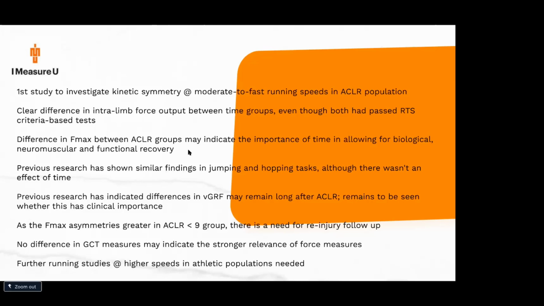I should indicate here that the return to sport criteria is an Asymmetry test, and they do include a T running test. So it's not just jumping and hopping. There was a T test in there also.